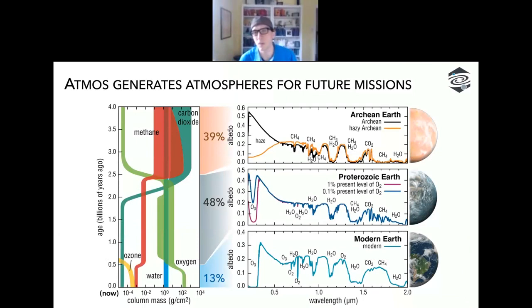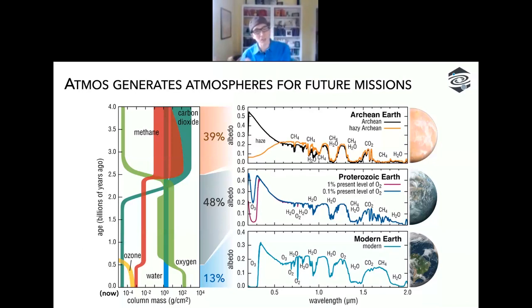Let me just start with what Atmos is used for, at least now, most commonly, which is it really generates self-consistent atmospheres. So it studies the chemistry and climate of these exoplanets, but it generates atmospheres where the chemistry and climate are consistent with one another and consistent with the boundary conditions you give the model, which I'll get to later. And we can then send that over to a tool like PSG, which you just heard about, to create spectra of what those exoplanets might be like.